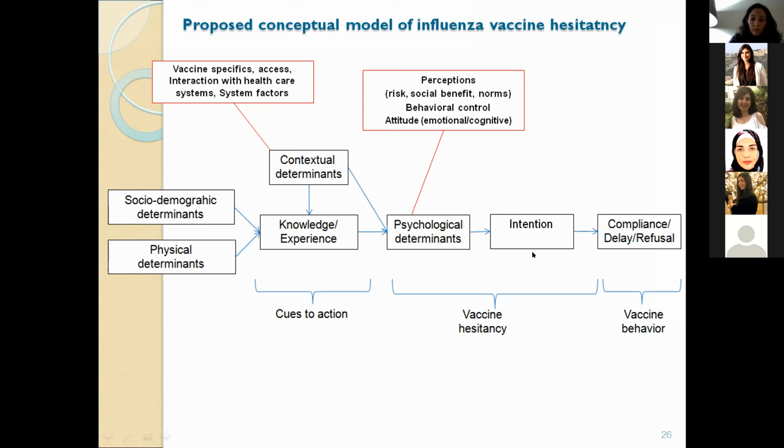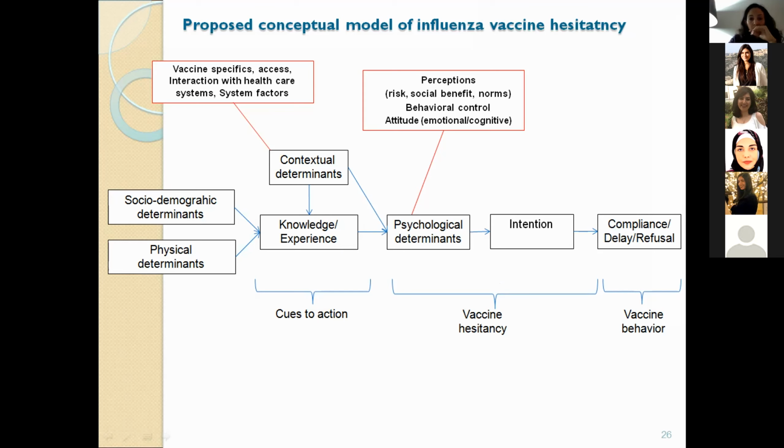The reason I included intention with vaccine hesitancy, doctor, is because Brewer said they overlap. Intention and reluctance and motivation and hesitancy, they overlap with each other. You cannot separate them. That's why I consider vaccine hesitancy starts from the moment that you have the knowledge until you make the decision. Because if you don't have the knowledge here, you will have no idea about influenza vaccines.